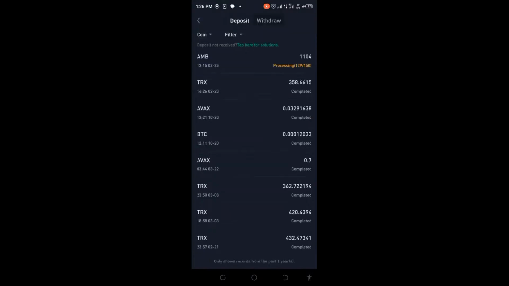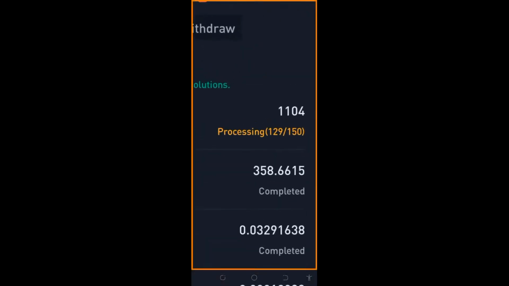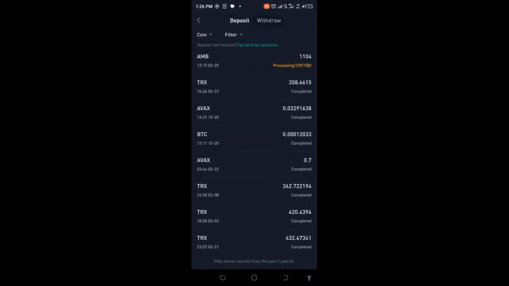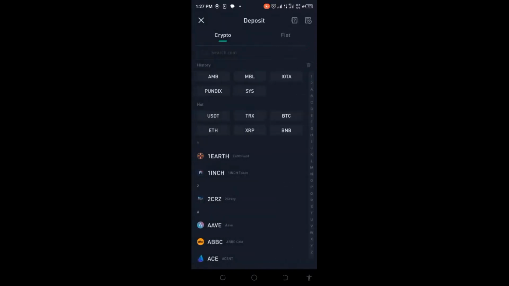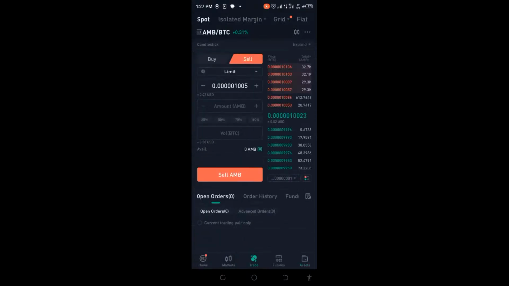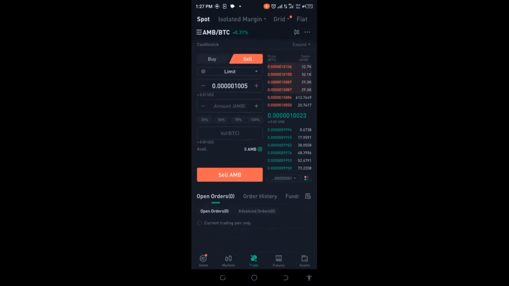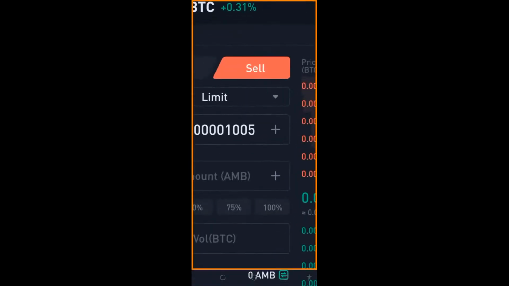See you shortly. I just wanted to show you that it's currently processing. We're waiting for it. It currently is 129 out of 150 confirmations, I think. Let's hope this doesn't take too long, because if it does, the price is going to change. When it comes to spotting signals like this, we want to make sure that it doesn't change. Look at the price right now. It's now 0.0010023. That shows it's actually less, and this was the price that we saw that we wanted to deal with.